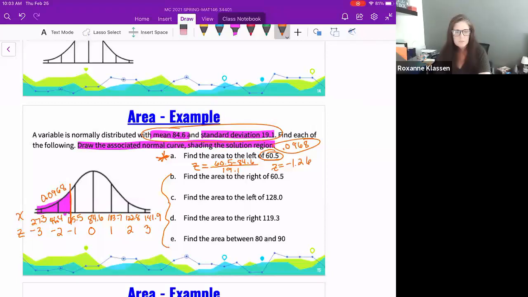You guys want me to put up the Z table so you can see it? Okay. I put it in the chat before so you could pull it up, but I know you're probably looking at the worksheet, so I'll just move the screen to that, okay?